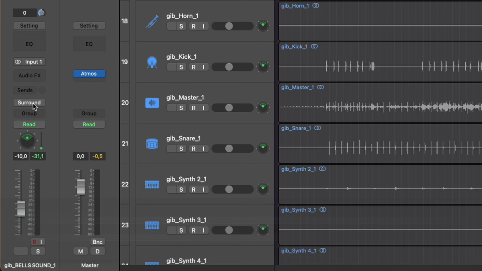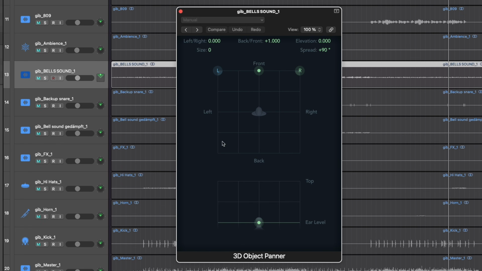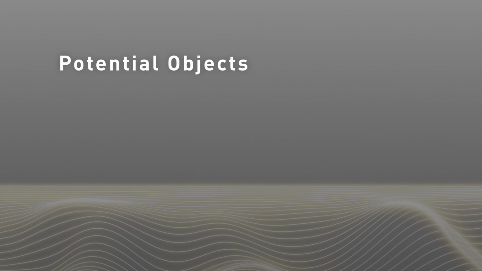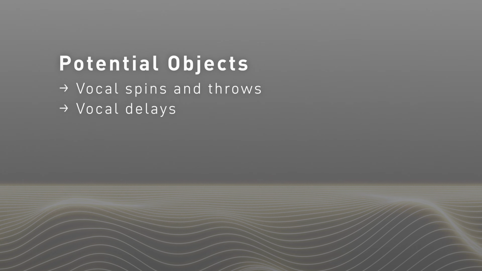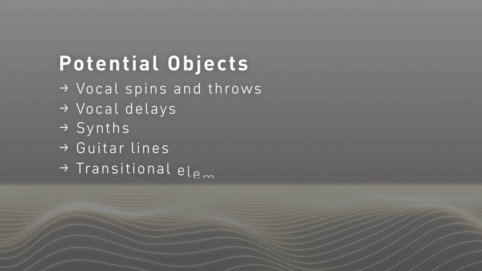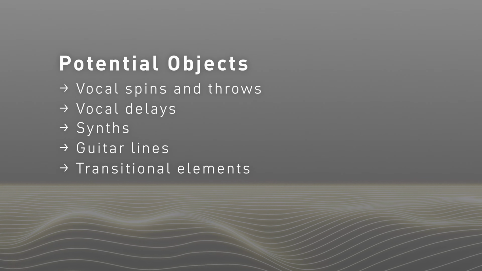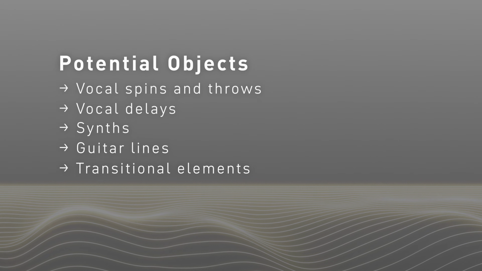At this point, decide which elements will stay in the bed and which elements will function as objects. Typically, static elements will remain in the bed, and elements that will be automated around the room will become objects. Elements that could become objects include vocal spins and throws, vocal delays, synths, guitar lines, and transitional elements from one section of a song to another, like cymbal swells and risers. Compare how the stems feel and sound compared to the stereo master. They may need to be glued back together to feel like the original mix.